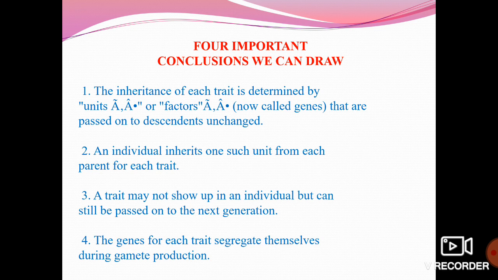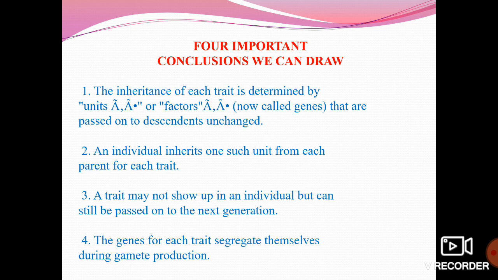It may so happen that if your parents are tall, you might become short, or if one parent is short and the other is tall, you might be tall, but your children again might be short, because that short gene is still within you. The third point is, a trait may not show up in an individual, as I just said, but can still be passed on to the next generation.